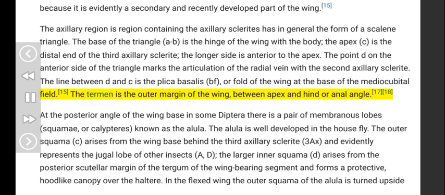The termen is the outer margin of the wing, between apex and hind or anal angle. At the posterior angle of the wing base in some Diptera there is a pair of membranous lobes, squamae, or calypters, known as the alula. The alula is well developed in the housefly.